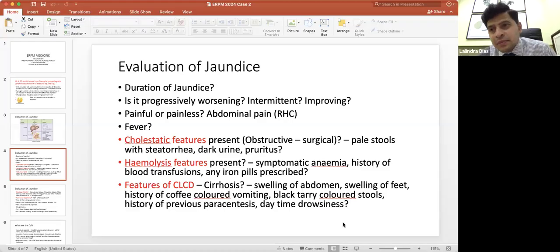Then also ask for daytime drowsiness. Why? There is an altered sleep pattern. Daytime drowsiness can be due to hepatic encephalopathy. And do you have difficulty falling asleep during night time? There's reversal of sleep pattern.